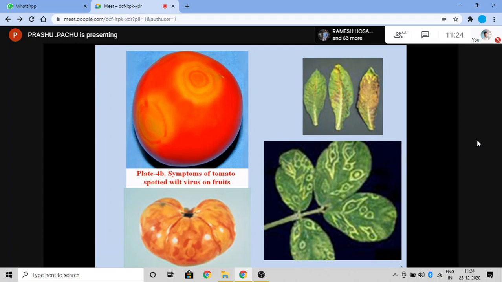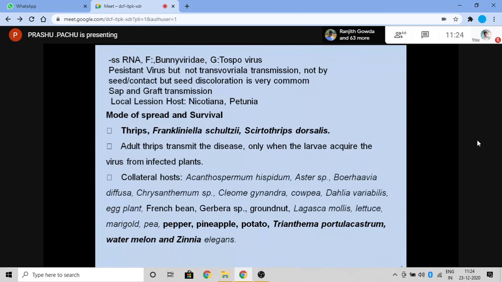With respect to the etiology, this is a negative single-stranded RNA virus. It is a negative single-stranded RNA virus, and it belongs to the family Bunyaviridae, and the genus is Tospovirus. Tospovirus means tomato spotted wilt virus disease. Most of these Tospoviruses are transmitted by thrips. The thrips are the main vectors which transmit the disease from one plant to another plant.